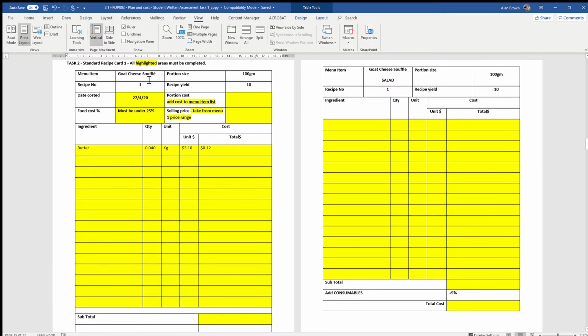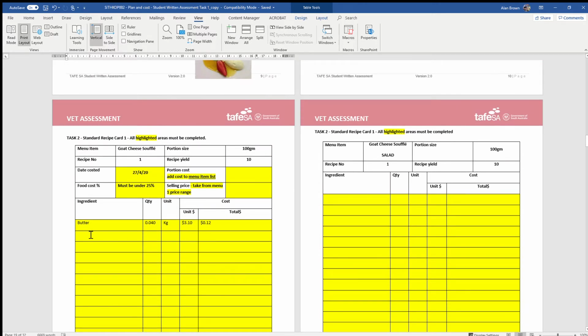So yes, complete that as much as you can, and then what we'll do, so I've done an example here, is we scroll back up. I've put the butter in.